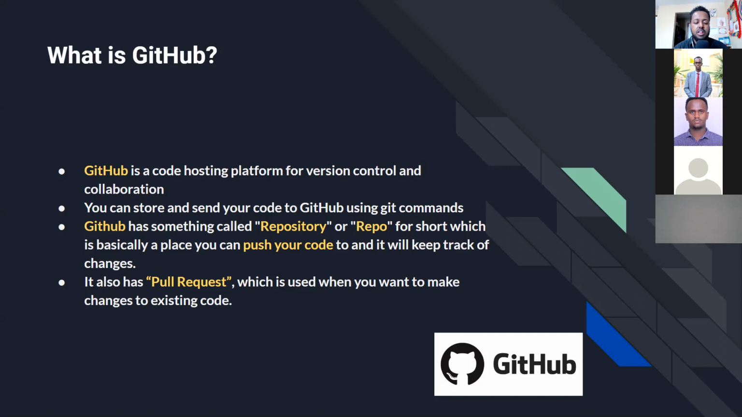Pull request basically means that when you make changes to the code and you want to send those changes to GitHub, you are asking a person to accept your changes. So a pull request is me requesting to submit my changes to the main repository, basically to make my changes permanent.